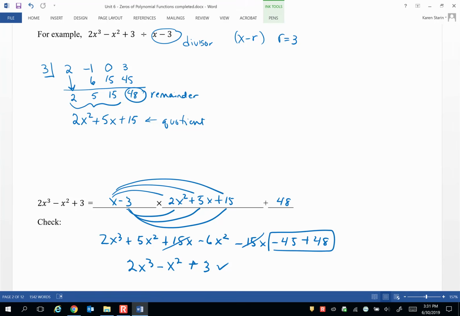Again, synthetic division just lends itself to be less error prone because we're multiplying and adding instead of multiplying and subtracting. We're just taking the divisor and changing it from its factored form to just dividing by the root itself, the 0 itself.